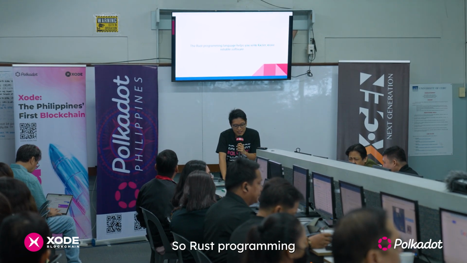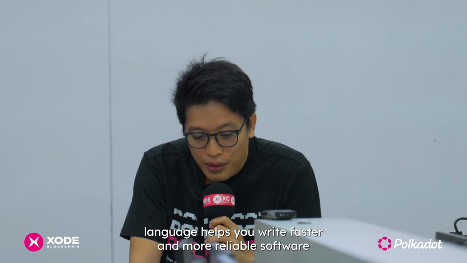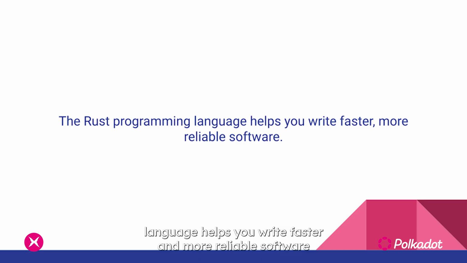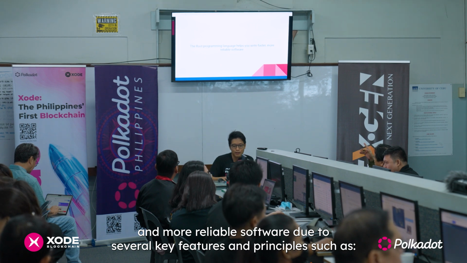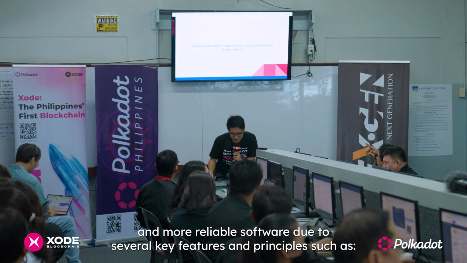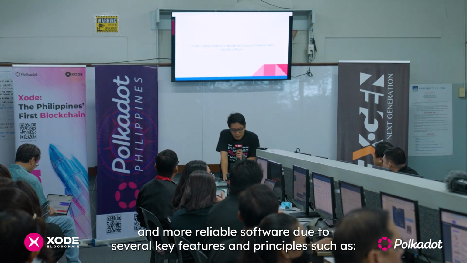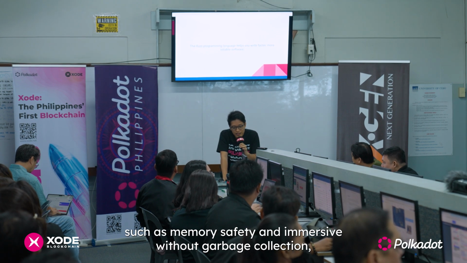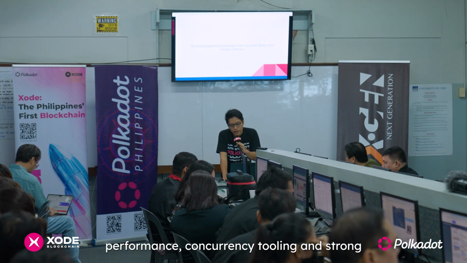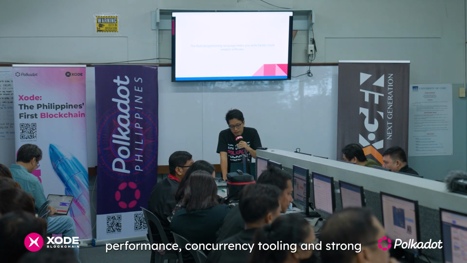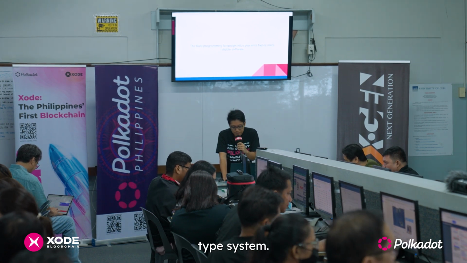The Rust programming language helps you write faster and more reliable software. Rust is known for enabling the development of faster and more reliable software due to several key principles such as memory safety without garbage collection, performance, concurrency, tooling, and a strong type system.